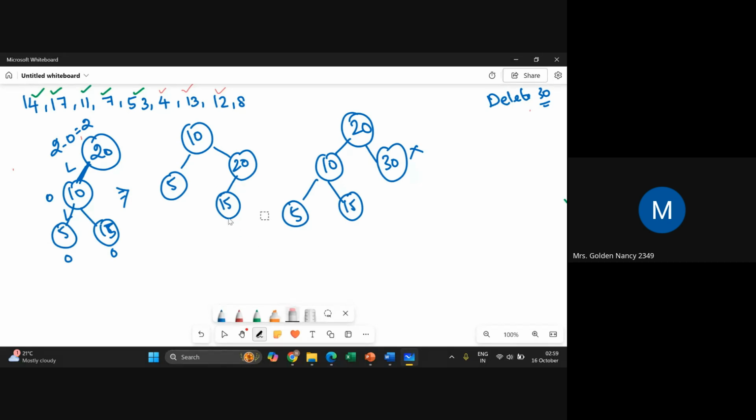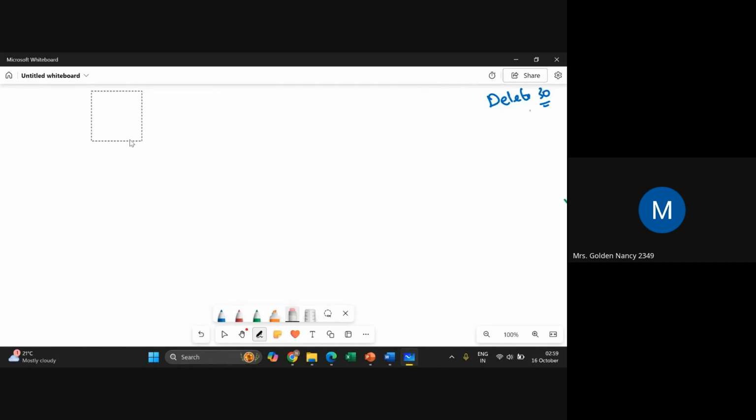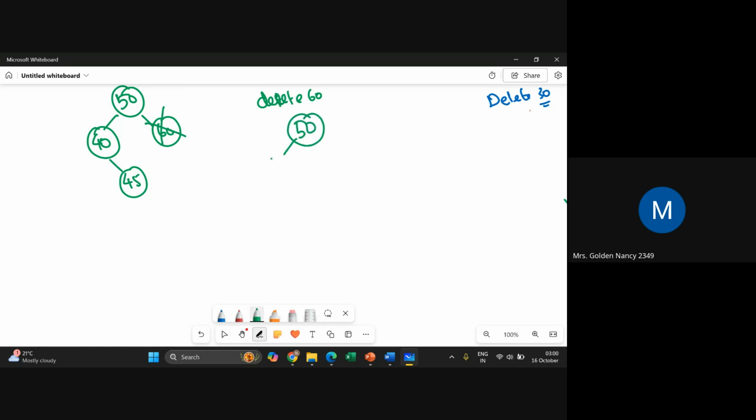I'll tell you with another example. Just one more example. 50, 40, 60, and 45. Here the node to be deleted is 60. So I have deleted 60. So the nodes will be 50, 40, and 45.